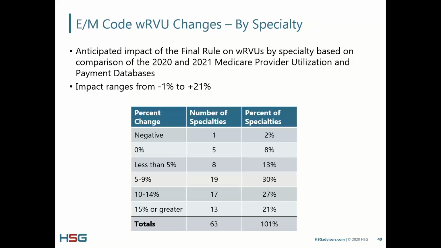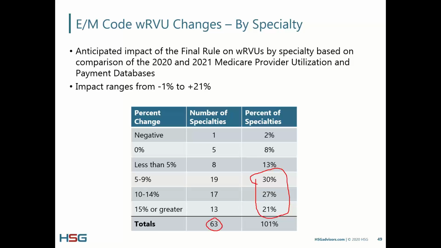If we look at the impact by specialty, the impact ranges from a -1% to 21%. And here's the kind of distribution looking out. So, it's a fairly significant change for many specialties. Now, these are only 63 specialties we looked at.